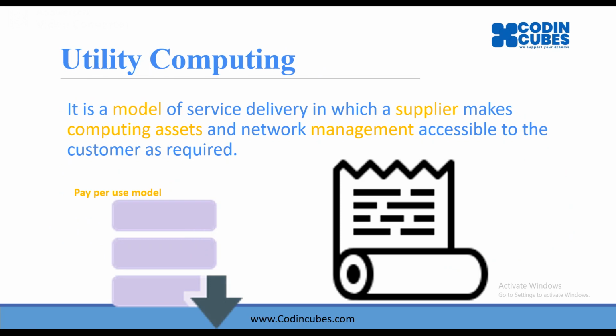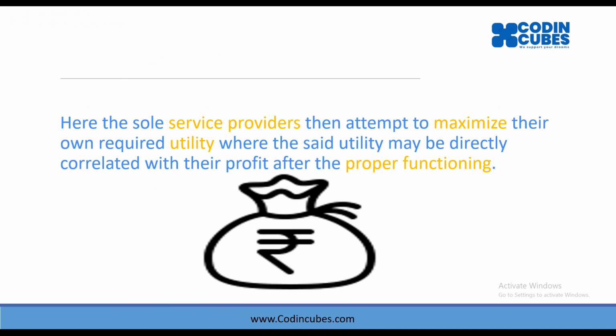I will talk about utility computing. It is just like a model of service delivery in which a supplier makes computing assets and network management accessible to the consumer as required. It is a service delivery model between the user and the service provider. It mainly focuses on the pay-per-use model. Sometimes the service provider maximizes the services or the storage ability for proper functioning and for gaining the major profit.